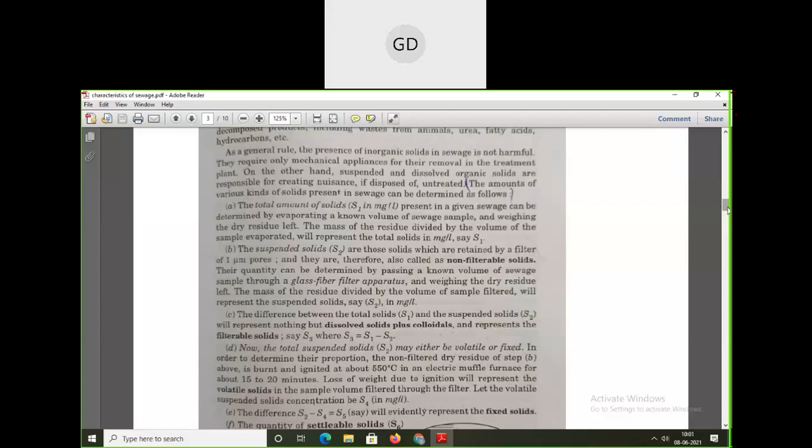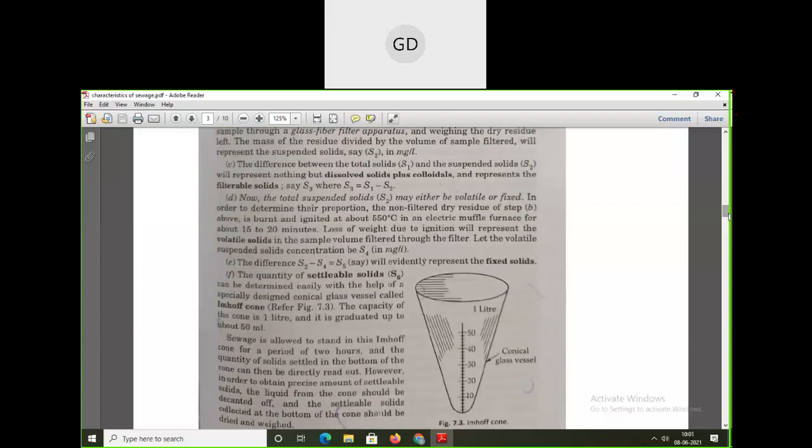Dissolved solids and colloidals, how will you find out? You have to subtract from the total amount of solids. The first one is the total amount of solids, and the second is the suspended solids. You just subtract S1 and S2, then you will get the dissolved solids plus colloidals. It is also known as your filterable solids.